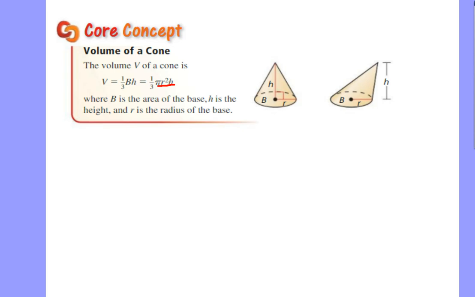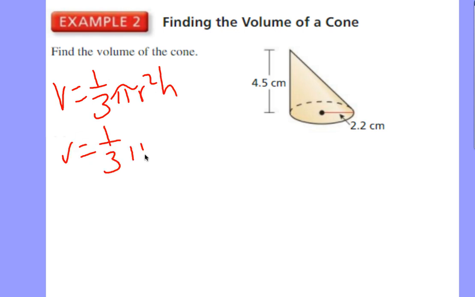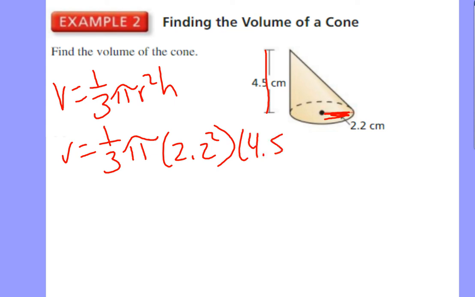So let's take a look at an example of the volume of a cone. Let's find the volume of this particular cone here. So volume is 1/3 pi r squared times h. So the volume in this case, we get pi, our radius is right here at 2.2, so we have 2.2 squared times the height, which is 4.5.